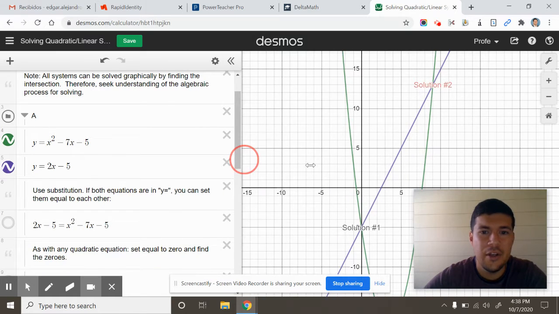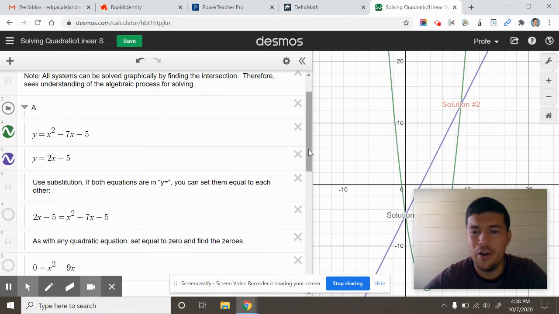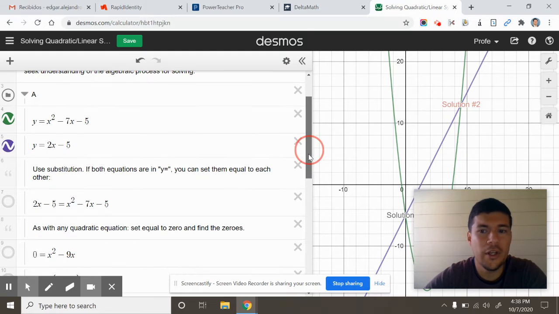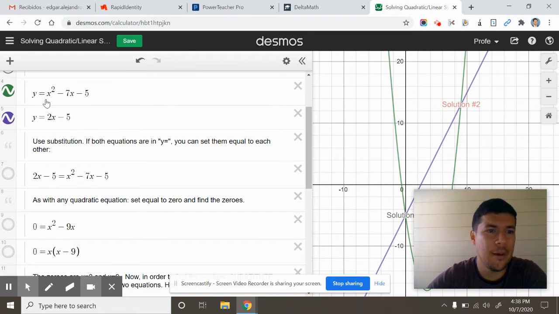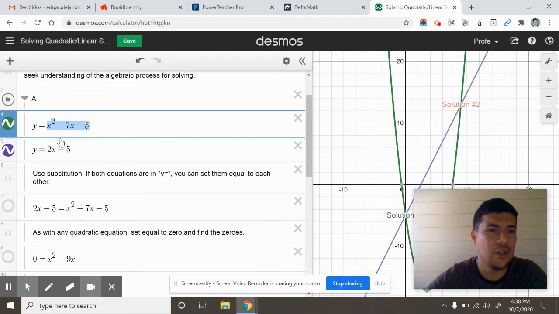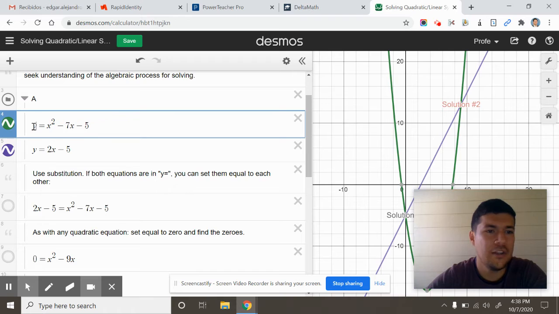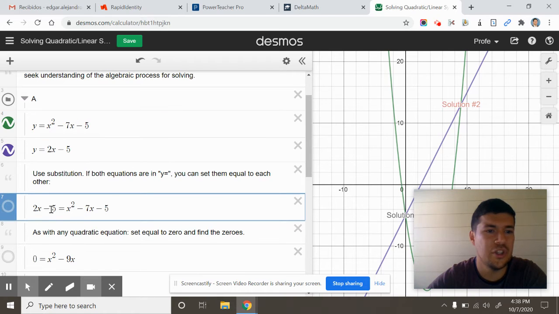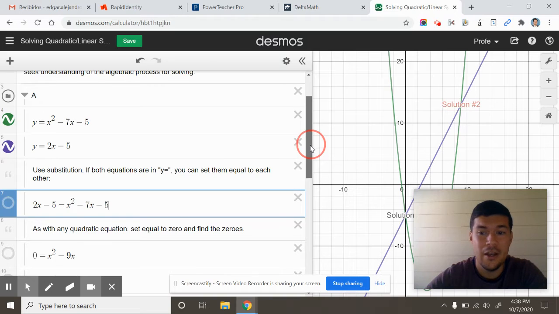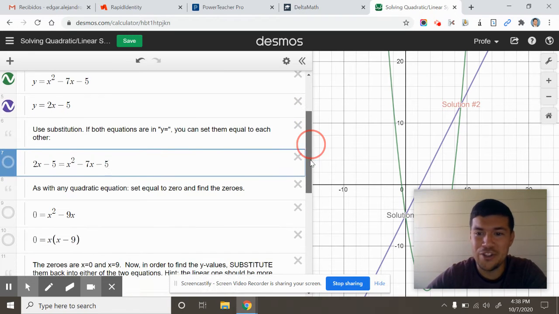All right. Now, here's what you're going to do on your end to not fully depend on Desmos for everything. We're going to use a process called substitution. You notice that both the quadratic equation and the linear equation are set equal to y. Therefore, you can set the equations equal to each other. So we can say 2x minus 5 equals x squared minus 7x minus 5. And that ends up being a puny little quadratic equation.